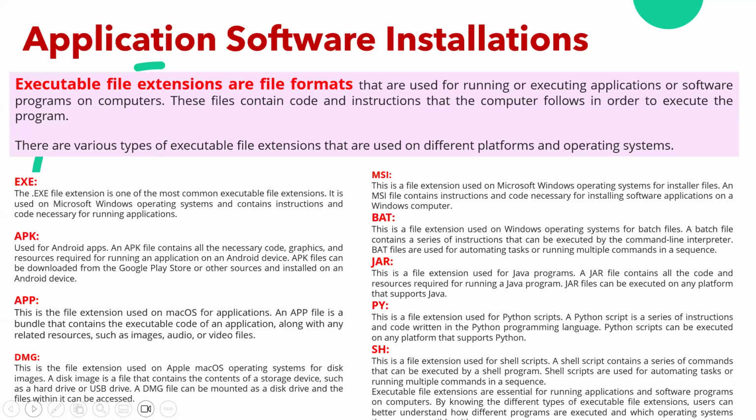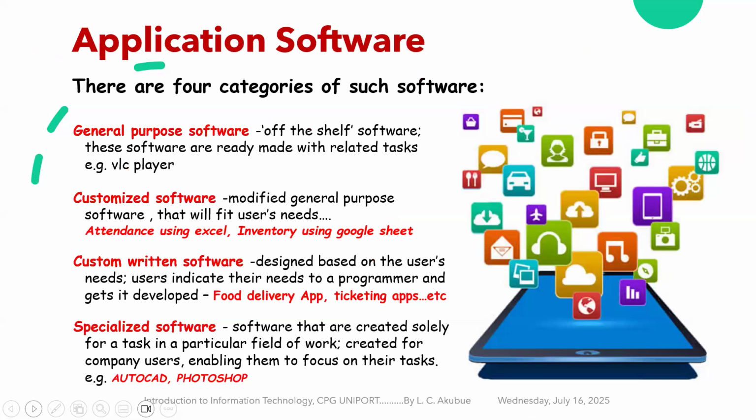So when you are installing anything, if you download an app, you're trying to install the app on your phone, what you are simply doing is to run the APK. And that APK is referred to as what? Application software. Yes. So we have APP, DMG, MSI, BAT, JAR, which is Java programming, PY is Python, then Shell. So you guys can see that we have a lot of file formats. So because of that, we are not going to dwell so much on it.